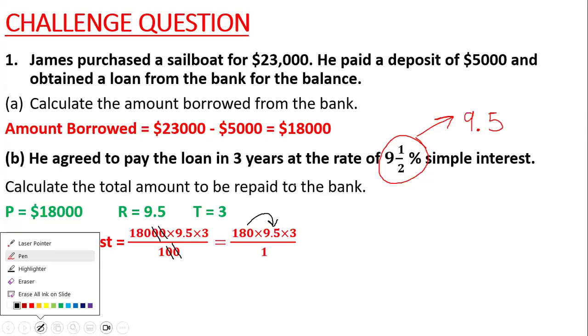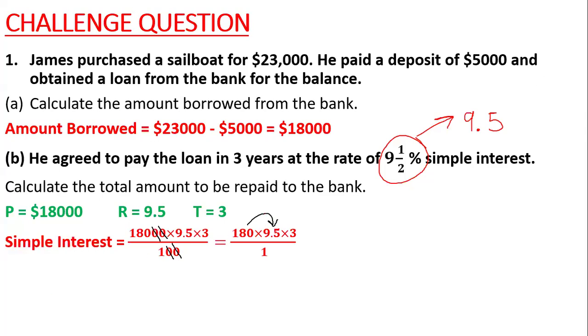There's only one number behind the decimal point. So that means that you only would have one number behind the decimal point. So 180 multiplied by 9.5.